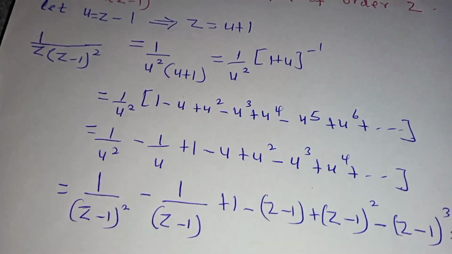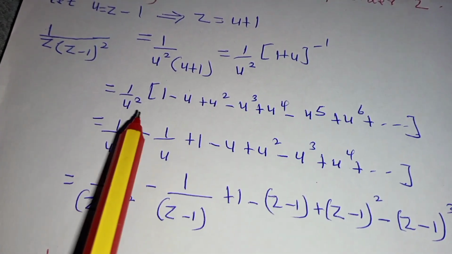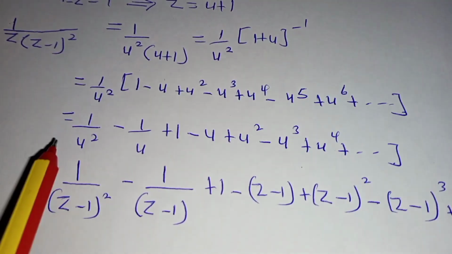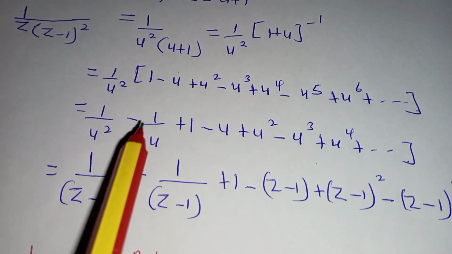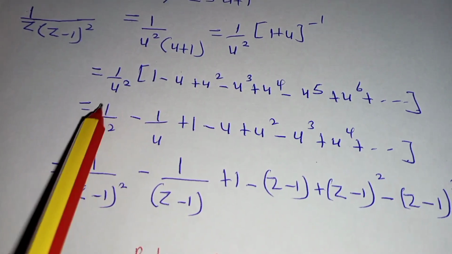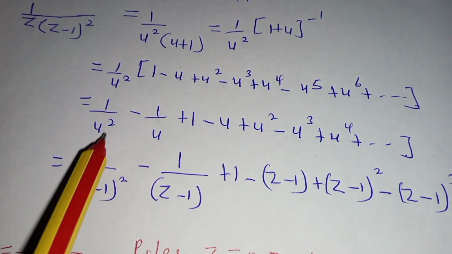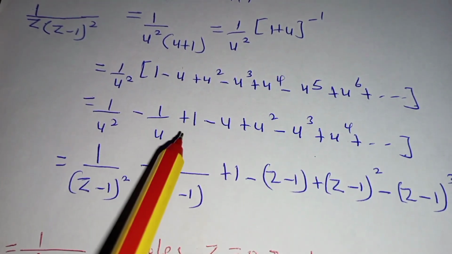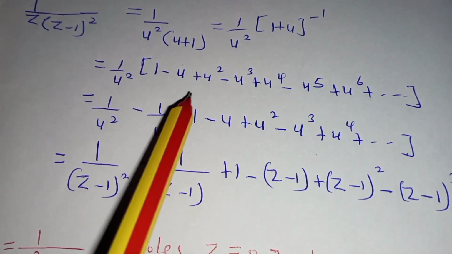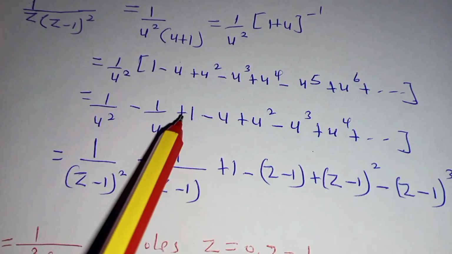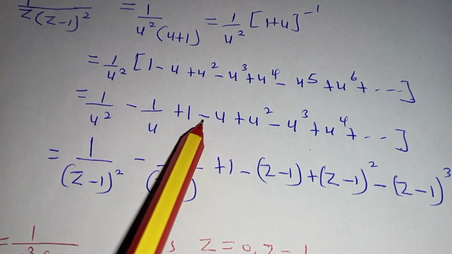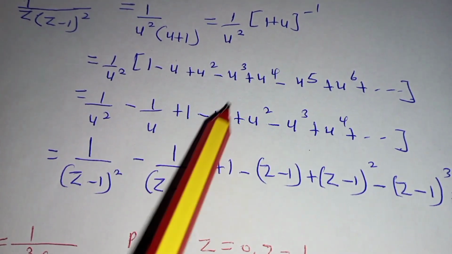Then we remove the bracket by multiplying with the 1 over u squared. So 1 times 1 over u squared will give you 1 over u squared. 1 times u over u squared will give you 1 over u. 1 over u squared times u squared will give you 1. 1 over u squared times u cubed will give you u.